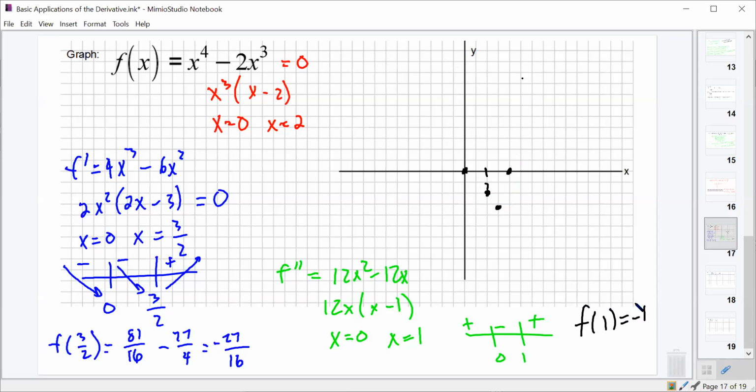Hard to draw on my laptop here. Something like that. It's not perfect, but that's basically what it should look like. Assume that that went through the actual point 1, negative 1 like I wanted it to. Everybody good with that?